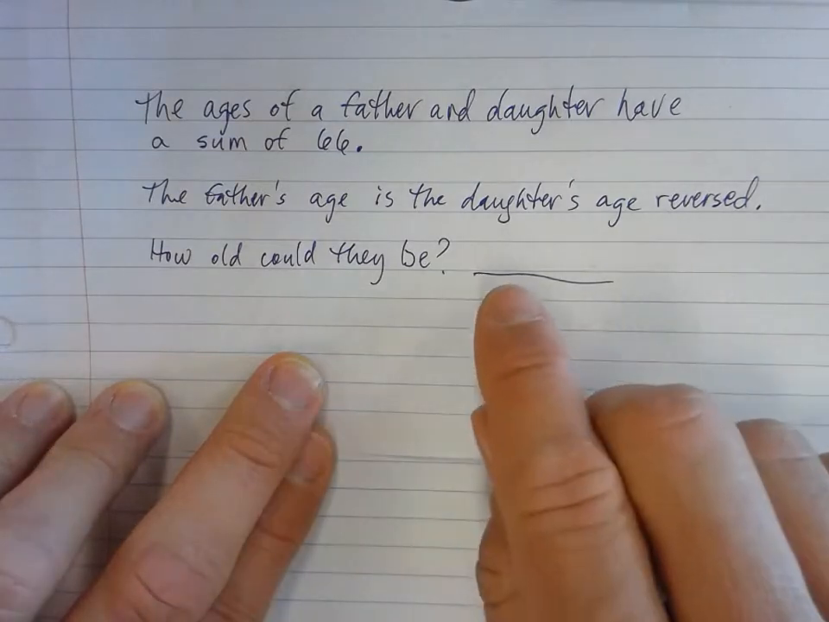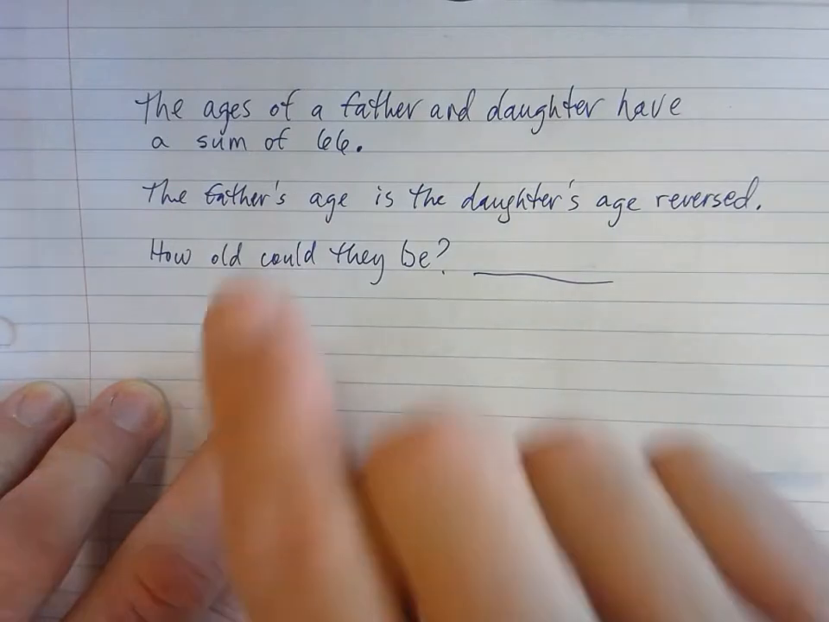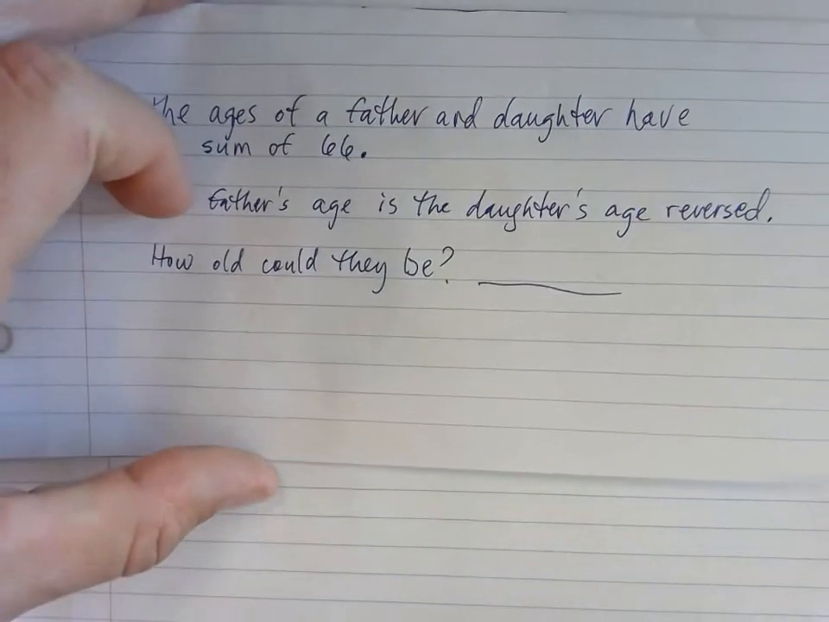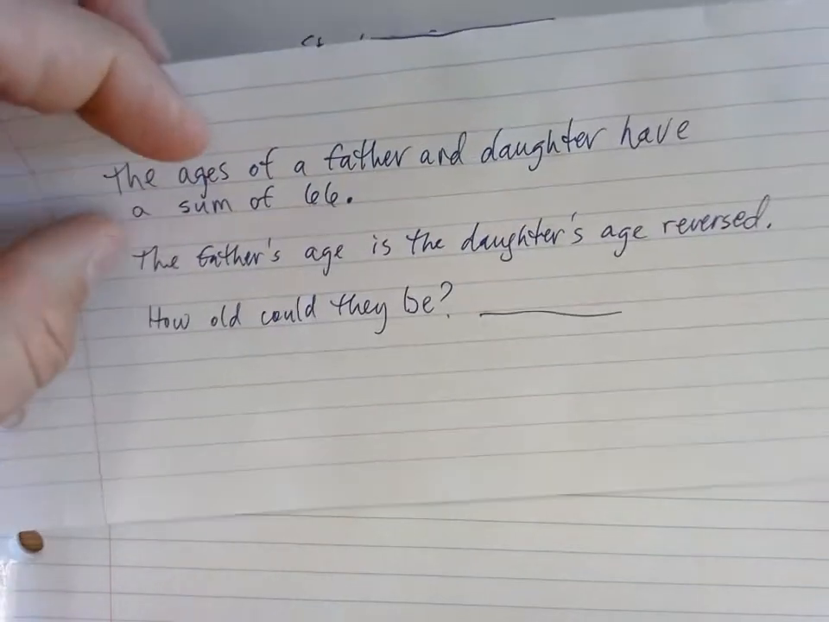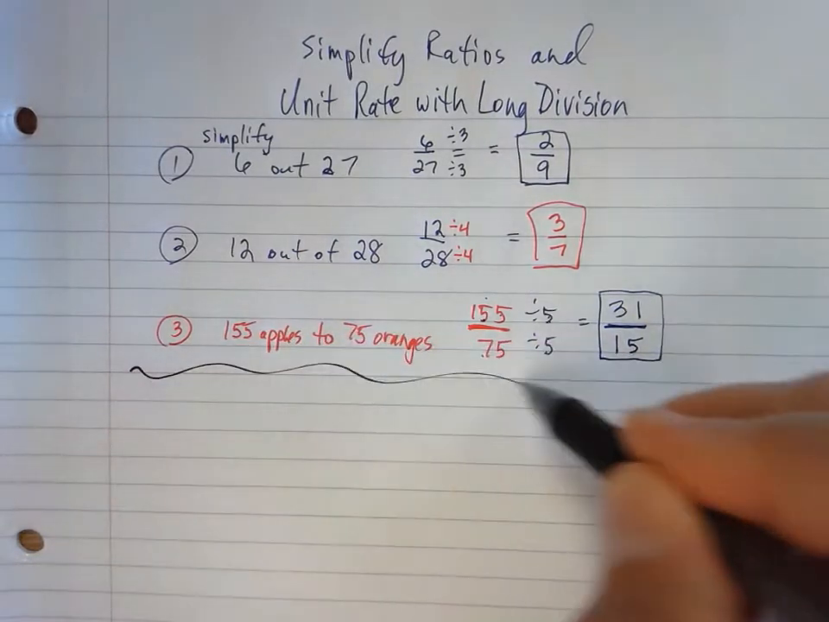Okay, so of course that means you've got to give me two numbers, the father's age and the daughter's age, and it has to have a sum of 66. So good luck with that. Let me know what you think. How old could they be? All right, now let's take and break this down to our next little section here.